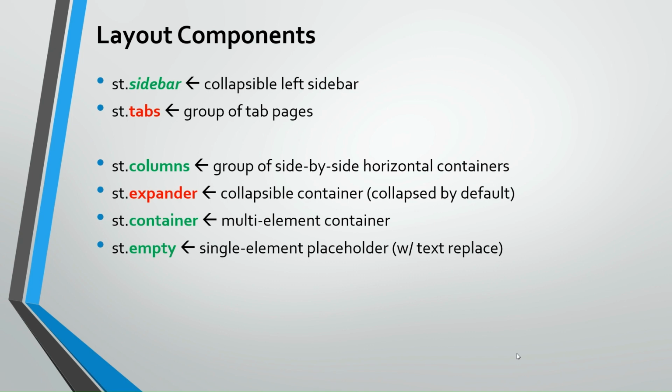st.tabs, that's a group of tab pages as we've seen before. And you have to pass an array with page header names. st.columns, that's a group of side-by-side horizontal containers. We experimented with expander, which is a collapsible container, collapsed by default. st.container will create a multi-element container. st.empty, it's a single element placeholder with text replace. We'll just see next how they all work.